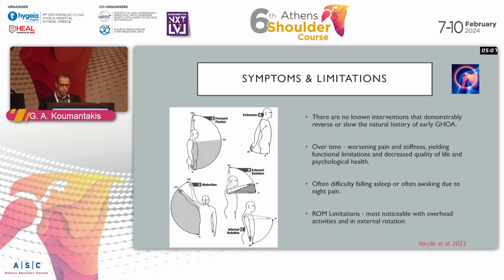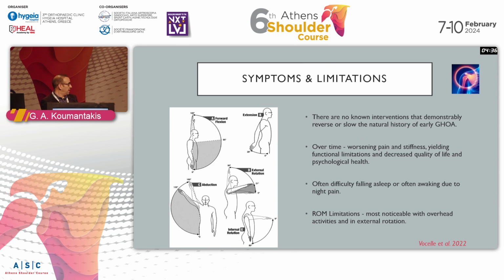There are no known interventions that demonstrably reverse the slow natural history of early glenohumeral arthritis before the patients request TSA. Over time, there's worsening pain and stiffness, which we are called to improve. Often difficulty falling asleep or after awakening due to night pain. So these are outcomes that we need to be aware of. They're measurable outcomes, more important than the range of movement.